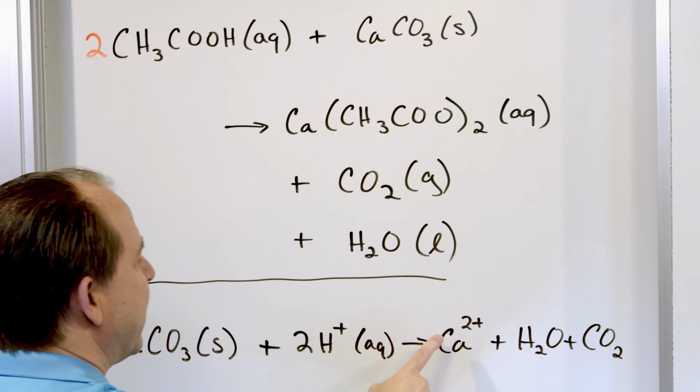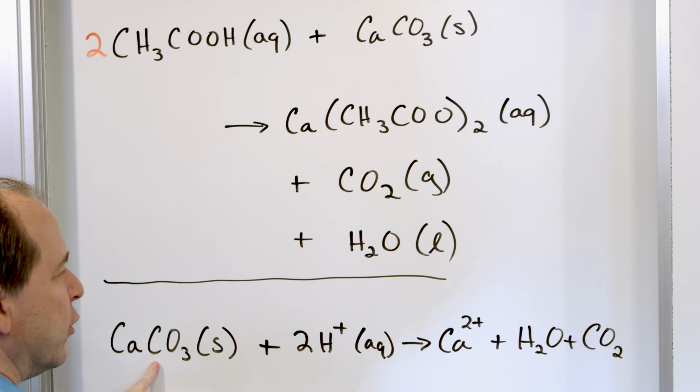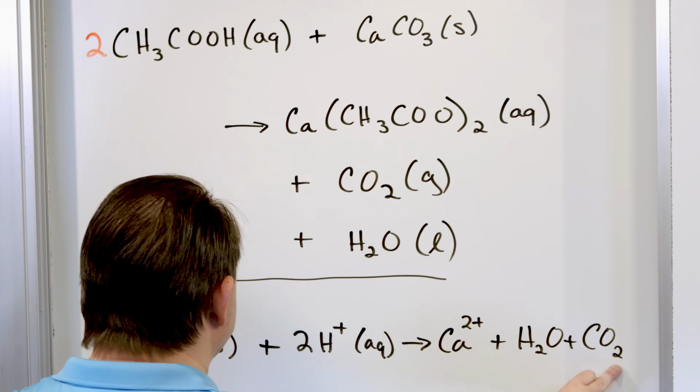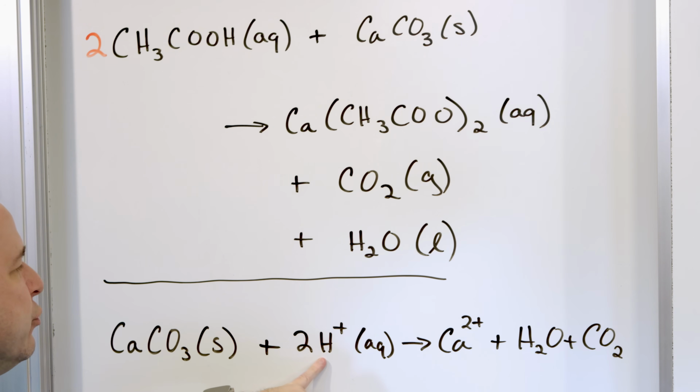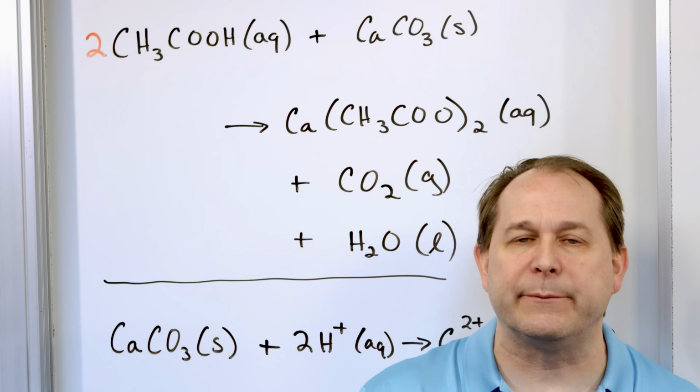We have 1 calcium. Yes, it's an ion, and it's not an ion here, but you get the idea. Calcium, the atom is balanced. Then we have a carbon here, a single one, a carbon here, that's balanced. We have 3 oxygens, and there's 1, 2, 3 oxygens right there, and then we have 2 hydrogens and 2 hydrogens. So some are ions and some are not, but the atoms are balanced.